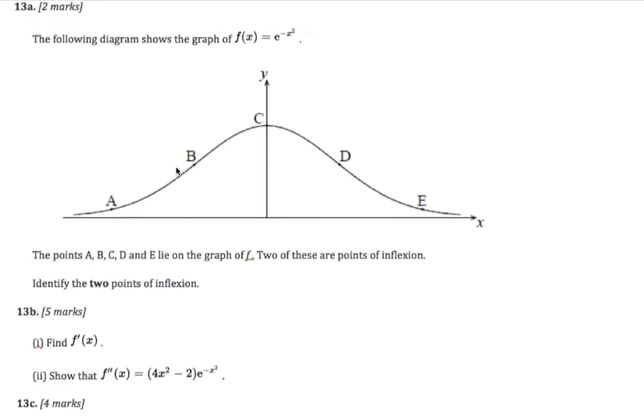And those are 2 marks. So you get 1 mark for each of those in the mark scheme. Part B is find the first derivative of the given function. And then part 2 is show that the second derivative is this. So that's basically a question you would do using differential rules. So away we go.